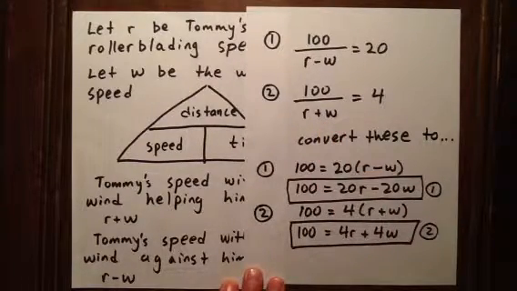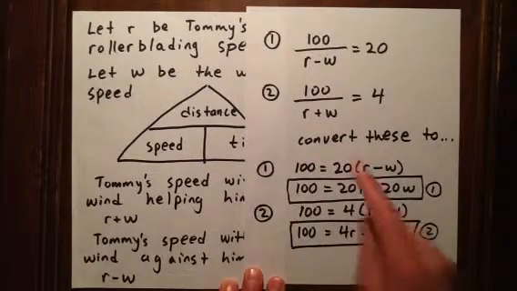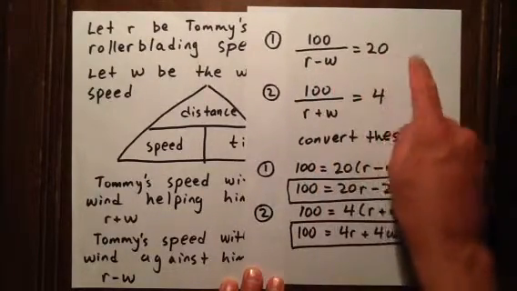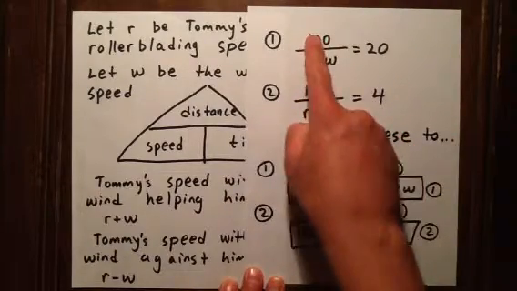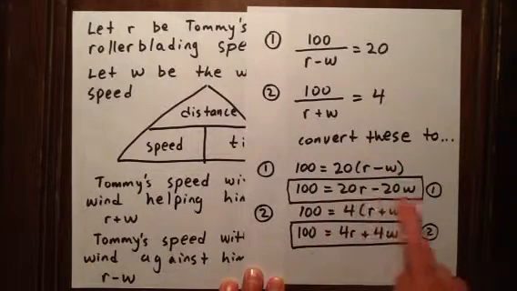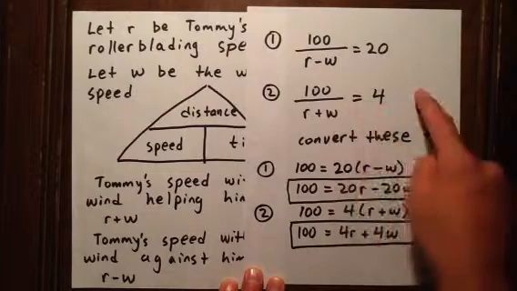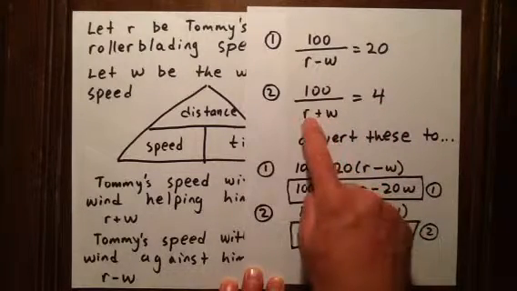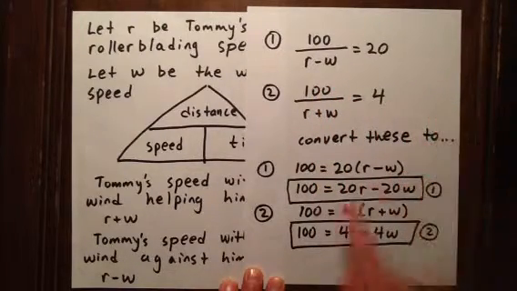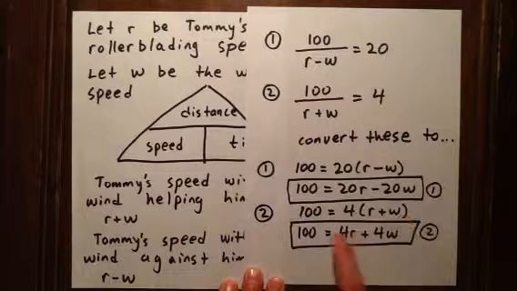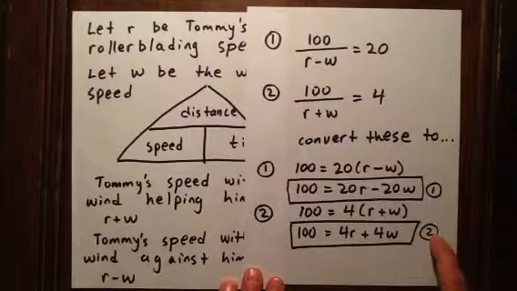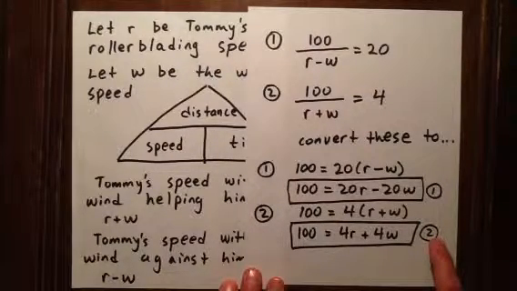Well, what we can then do to make these equations is to say, let's multiply both sides by R minus W, and let's multiply both these sides by R plus W. So what we would have is 100 equals 20 times R minus W, and then distributing in the 20 would give us this equation. And then we could look at the second relation and say, multiplying both sides by R plus W, we would have 100 equals 4 times R plus W. And distributing in the 4 would give us this. And so what we have are two equations in terms of R and W. We have a system of equations.